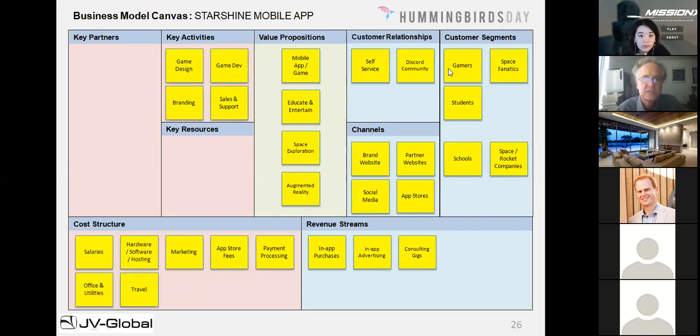Next, key activities. All right, it's pretty straightforward for a game developer. The thing has to be designed, then it has to be coded. You will have to come up with some unique branding that communicates a consistent message to your target market. And then at the end of the day, there's sales and support.